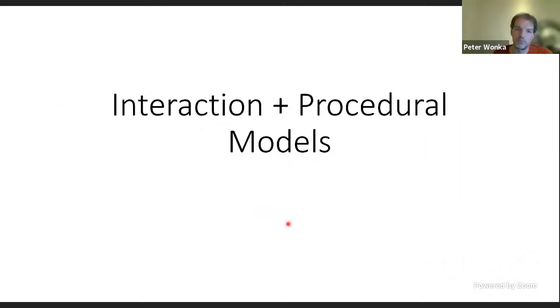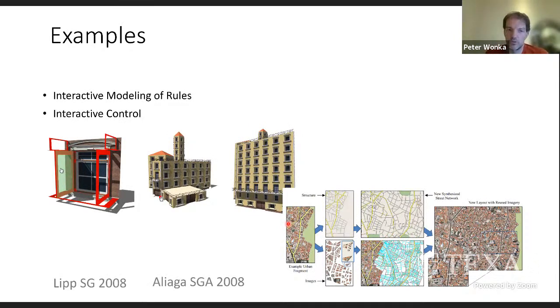Now, people also looked at interaction plus procedural models. So here the idea is to say, can we interactively model the rules? People looked at graph-based editors for rules. Or if we have a model, can we interactively edit it? So you see maybe a building like this, and if you take a corner and drag it, then it automatically generates a lot more floors. Again, this is in no way representative. It's just giving some idea of what problems people looked at.